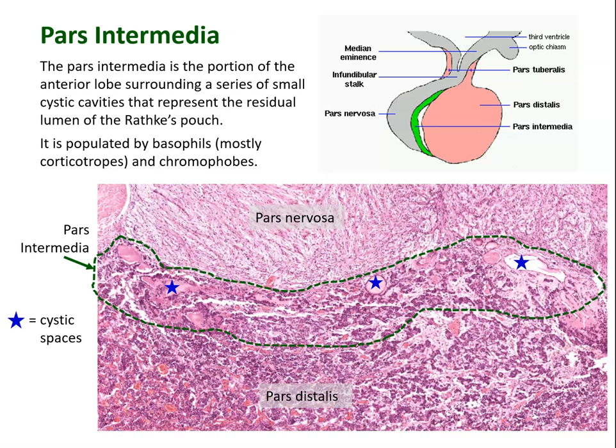And you can see I've kind of outlined this area, and it's squeezed between the main area of the pars distalis and the pars nervosa. And the reason that this area is distinct from the pars distalis at all is that when these two lobes are dissected, the pars intermedia tends to stick to the pars nervosa, which is kind of opposite of what you might expect, but that's the way it works.